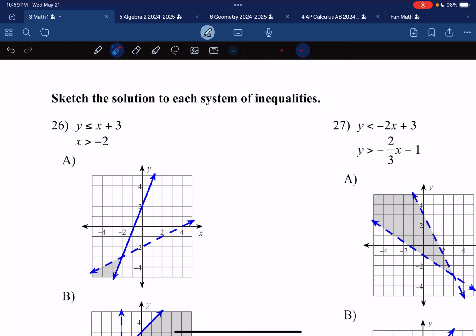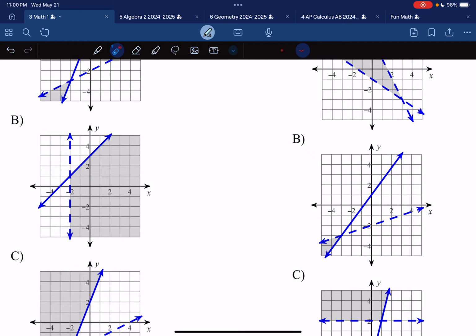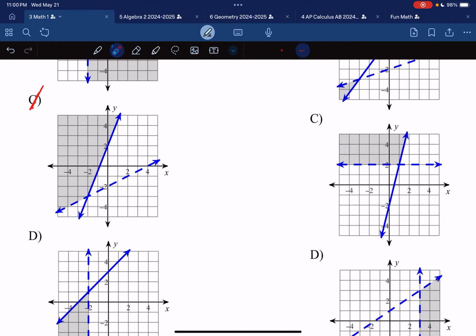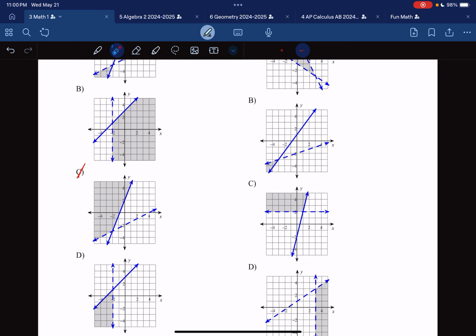Let's do number 26. Solution to each system of inequalities. Right off the bat, I'm seeing that this is in slope-intercept form, which means I should have a y-intercept of a positive 3 somewhere. Well, no line goes through positive 3. A is eliminated. Let's go back to red. I should have a y-intercept of 3. Okay, that one's there. That one's wrong. Okay, that one's good. So both D and B have a y-intercept of 3, and they both look to be exactly the same line.